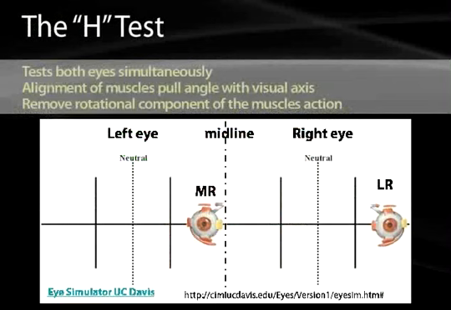When you do the H test, you're actually testing both eyes simultaneously. And what you want to do with the H test is organize it so that the muscle's pull angle is aligned with the visual axis. And how do you do this? Well, with the H test, by understanding where the muscles attach, you can take out all of those torsional components.